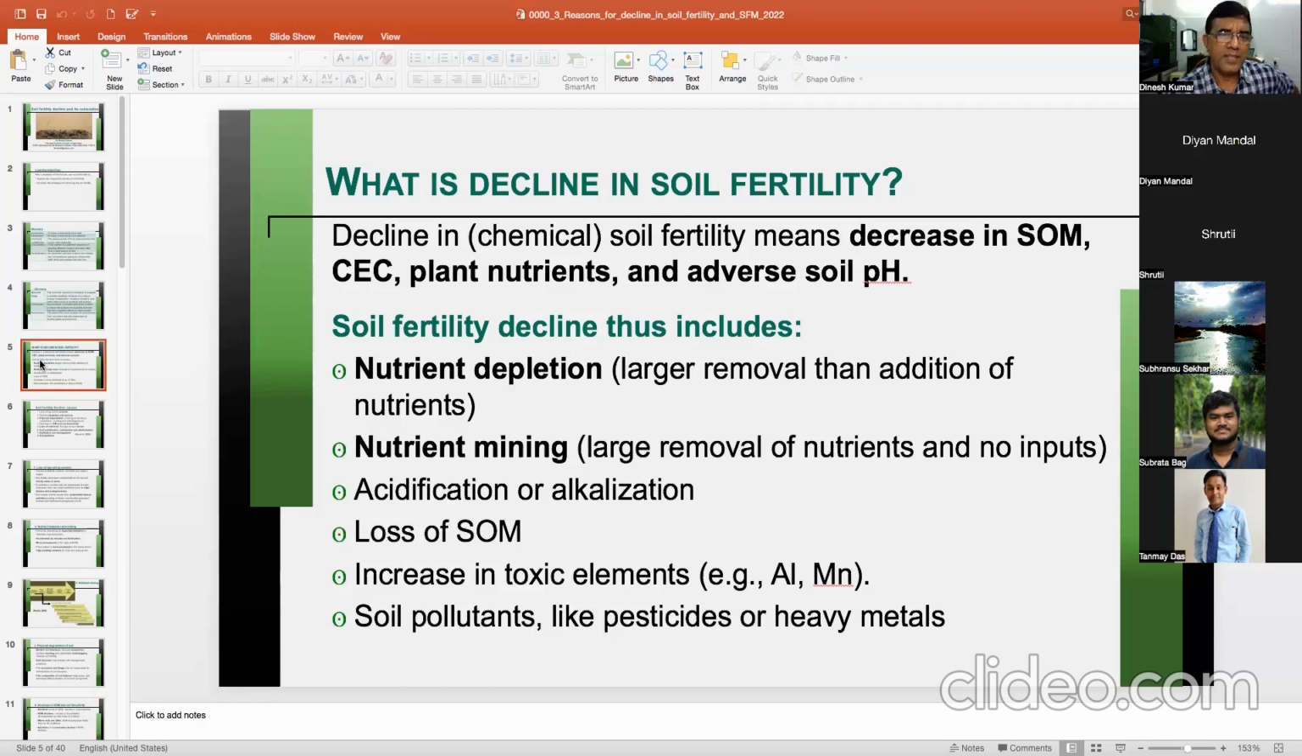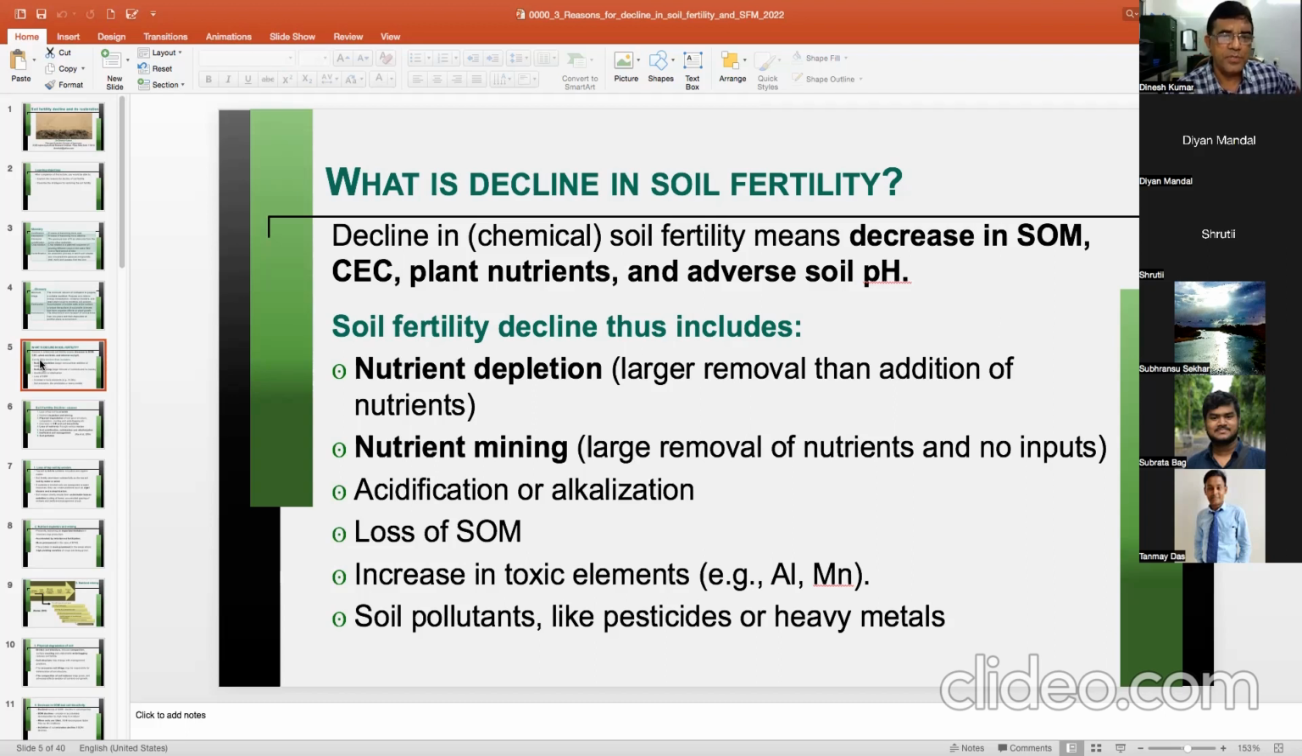So normally in soil testing, and what you are seeing in the soil health scheme, more thrust is being given on chemical fertility of the soil, on the nutrient status. In chemical fertility, they are not giving much emphasis on cation exchange capacity or biological fertility, etc. So soil fertility decline thus includes, just see that it is mostly chemical soil fertility.